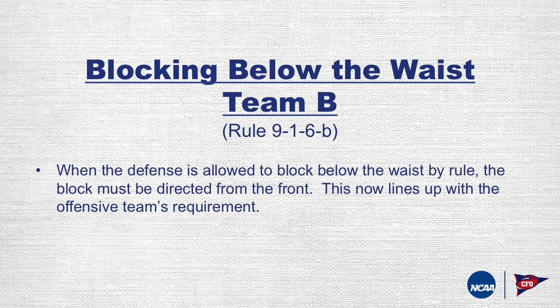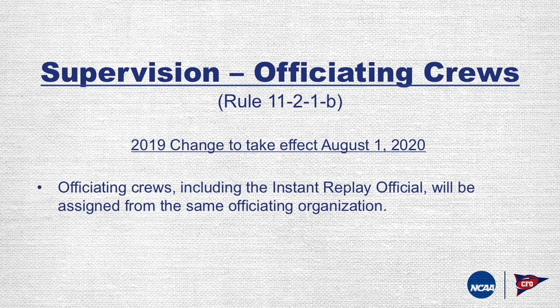A couple of final changes worth noting. The first is blocking below the waist for Team B. When Team B is allowed to block below the waist by rule, now the block must be directed from the front. This has always been a requirement for Team A, but it had never been a requirement for Team B. So now if Team B is allowed to block below the waist, and we know that they're allowed to 5 yards beyond and behind the line of scrimmage, when they make their block, it must be directed from the front to be legal.